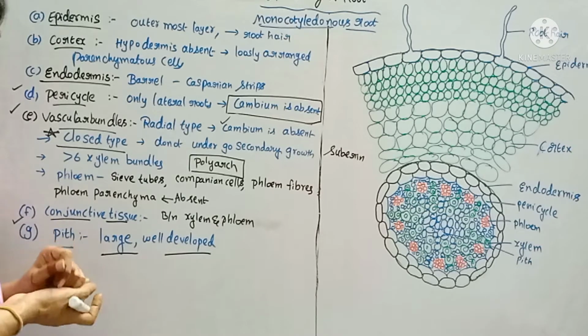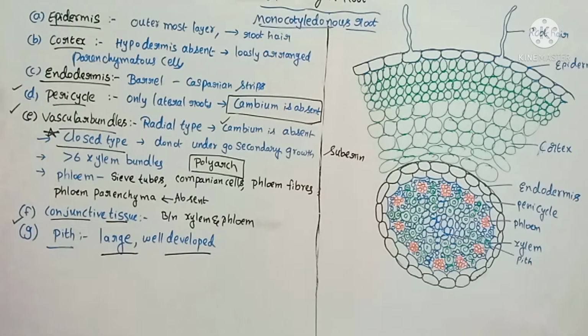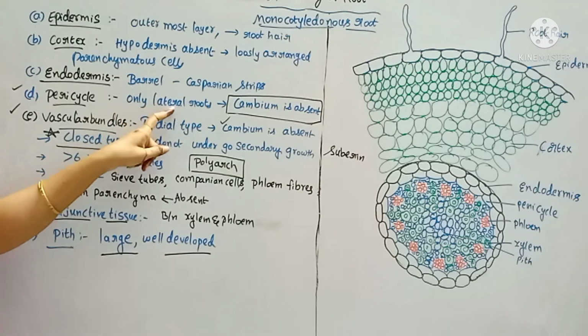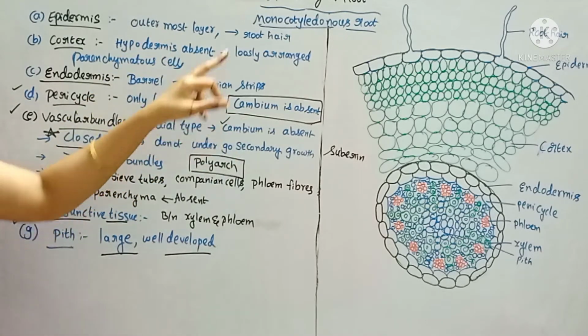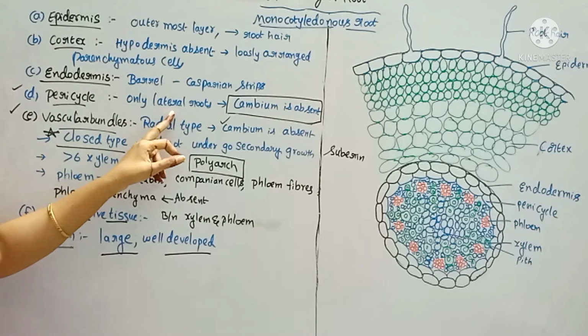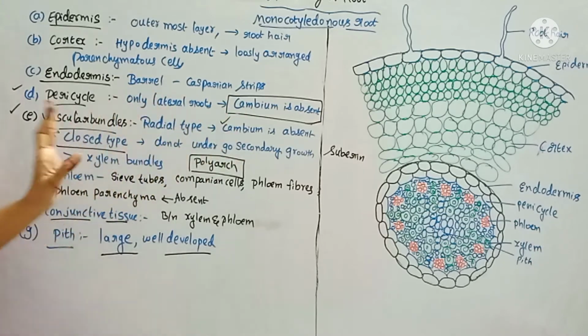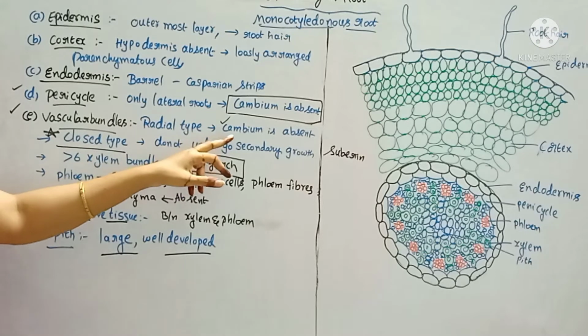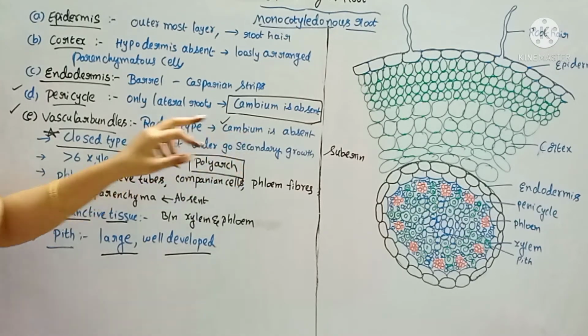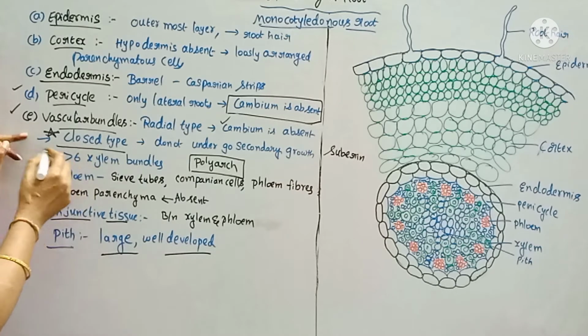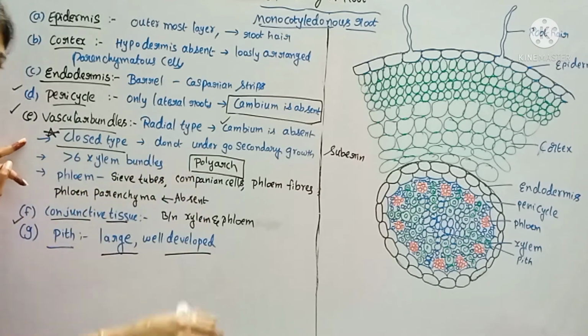So now we'll discuss the differences between the dicot and monocot roots. As we see in the pericycle, in dicot roots, the pericycle helps both in the formation of lateral roots and cambium formation. But in the monocot roots, it helps only in the formation of lateral roots and will not form the cambium. And what is the second difference? The vascular bundles. The cambium is absent, hence closed vascular bundles are present, whereas in the dicots, they are open type vascular bundles.